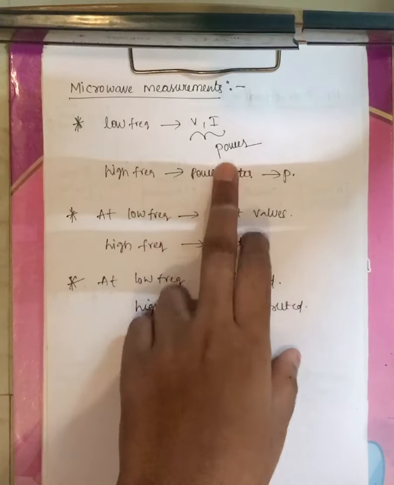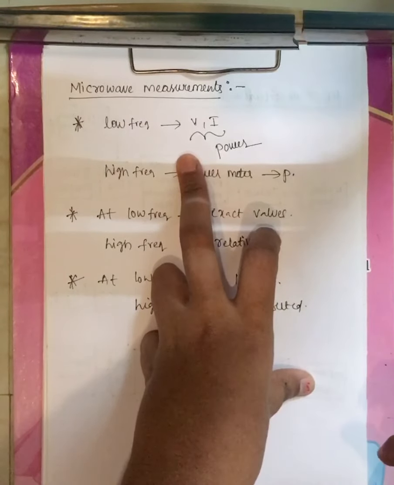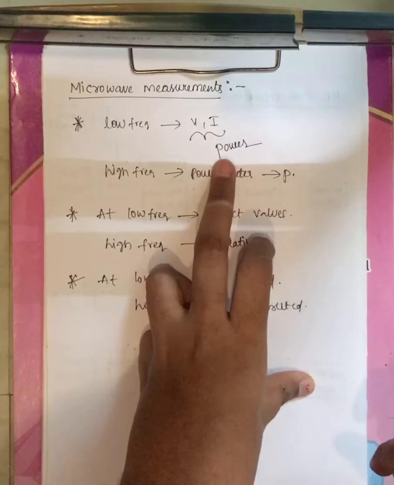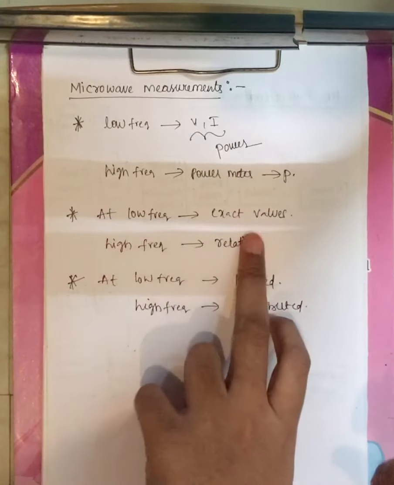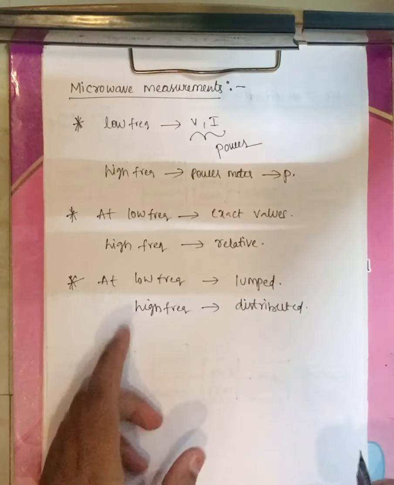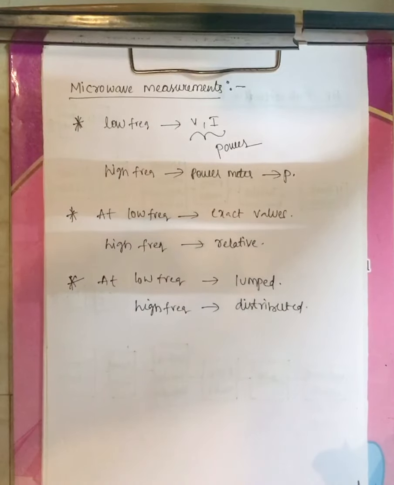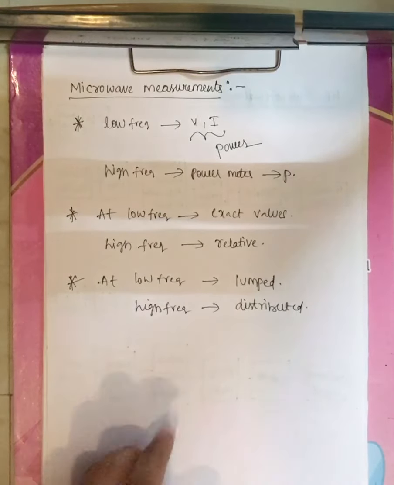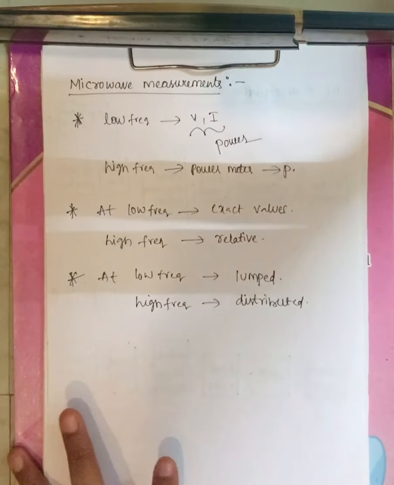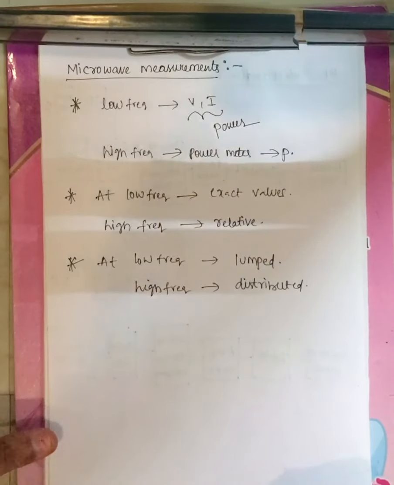Directly using a power meter we can calculate power at high frequency, whereas at low frequency we first calculate voltage and current, and using that V and I we calculate power. At low frequency we get exact values, whereas at high frequency we get absolute values. At low frequency the circuit elements are lumped, easily identified and can be measured, while at high frequency circuit elements are distributed. This is the difference between low frequency measurement and microwave frequency measurement.